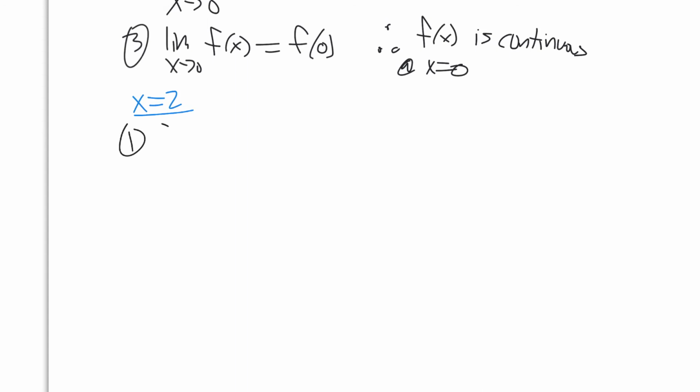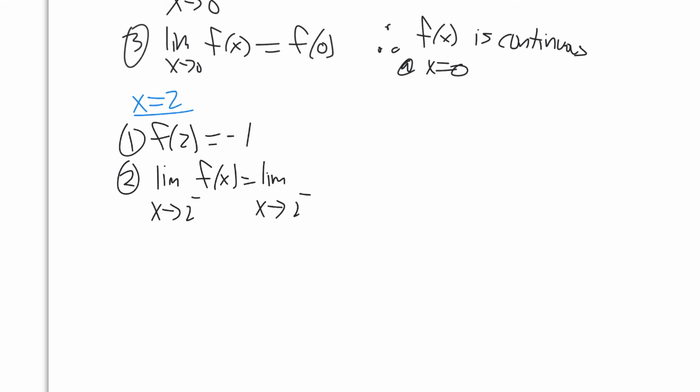So step 1, we find f of 2. When x is equal to 2, apparently it's negative 1. Then we do the limit as x approaches 2 from the left of f of x. That means we're taking values less than 2, so we're going to look at 3 minus x squared. That's going to give you 3 minus 4, which is negative 1.